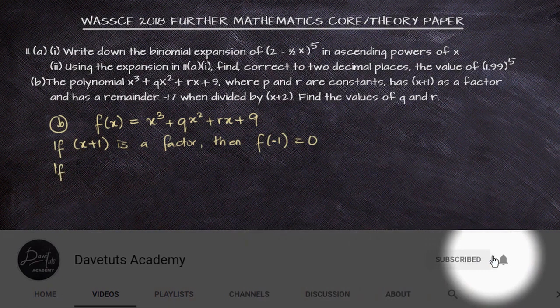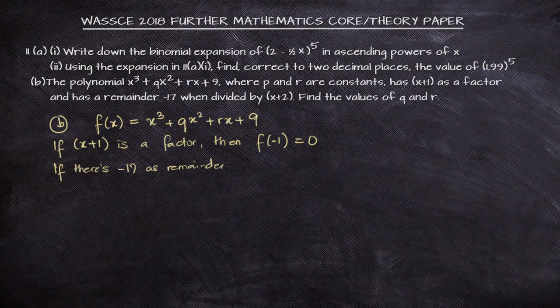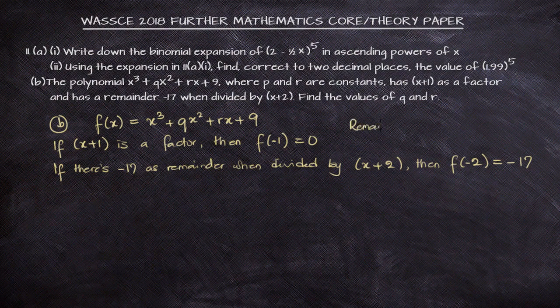And if there is a remainder, in this case, minus 17, when we are dividing our polynomial by, in this case, x plus 2, then the function of minus 2 is equal to minus 17. Now, what you need to note, when we say x plus 1 is a factor, that means x plus 1 is 0, x is equal to minus 1. We find the function of minus 1. And when we say x plus 2 is used to divide the polynomial, that means x plus 2 is 0, then x is minus 2.